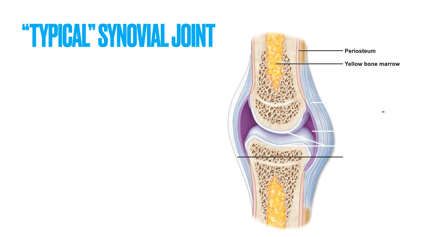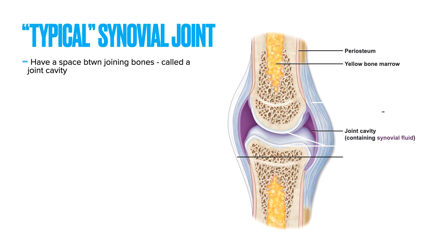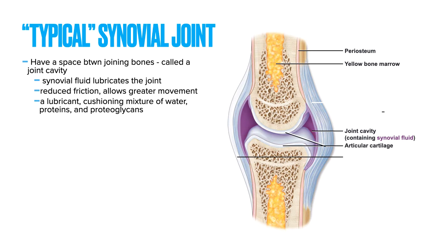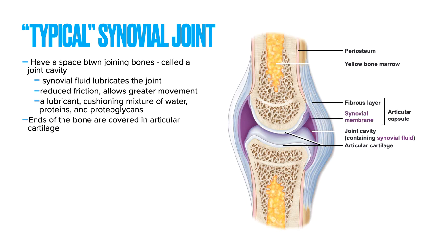All right, so let's talk about synovial joints. Synovial joints are the only joints that have a space between the adjoining bones. This space is called a synovial cavity or a joint cavity. This space contains synovial fluid, which is there to lubricate the joint. So what does this do? It reduces friction and allows for greater movement. It's a cushioning mixture of water, proteins, and proteoglycans. That's pretty much what makes up the synovial fluid.